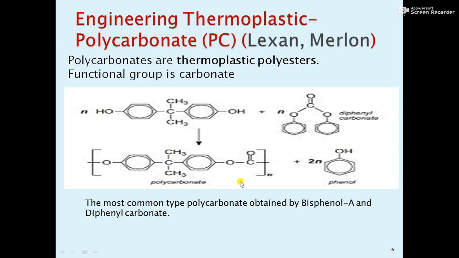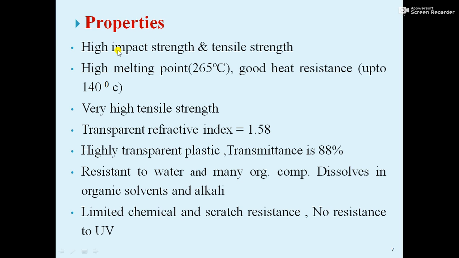Now, what are the important properties which polycarbonate possesses? It has very high impact strength and high tensile strength. Its melting point is 265 degrees centigrade and heat resistance is up to 140 degrees centigrade. It also has a transparent refractive index of 1.58. This is a very important property.